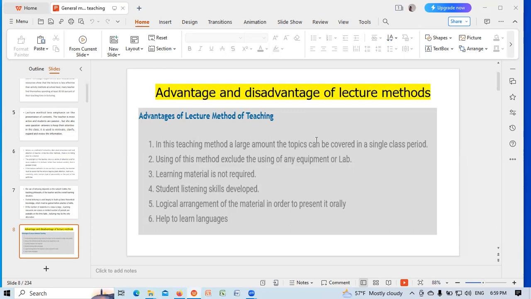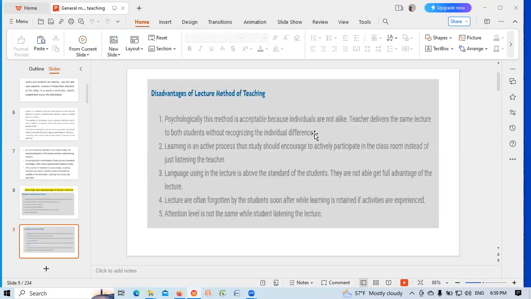A student's listening skills develop from the lecture method. The listening skills of the students are developed. There is also a logical arrangement of the materials in order to present them orally, which also helps students learn the language.